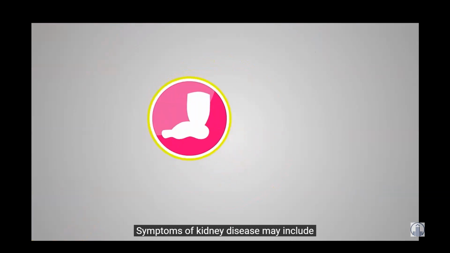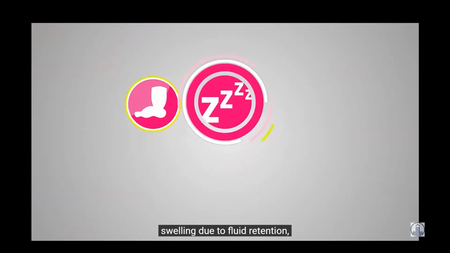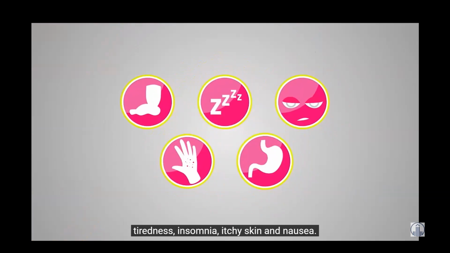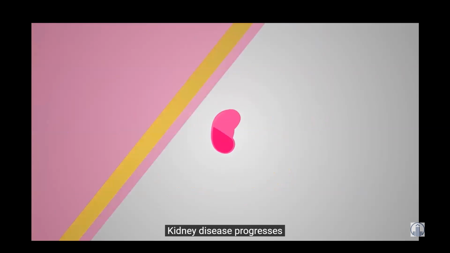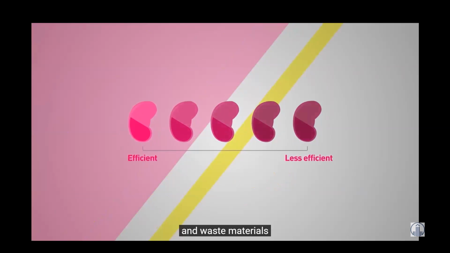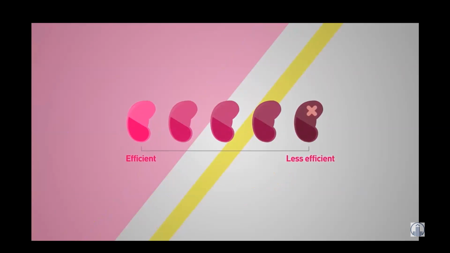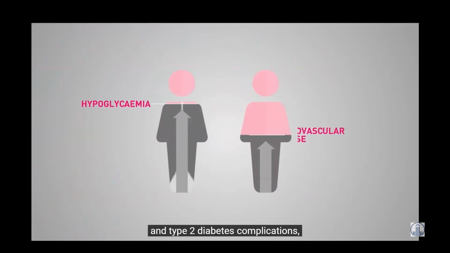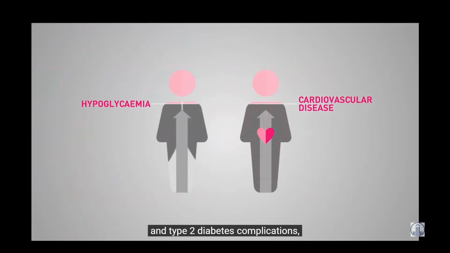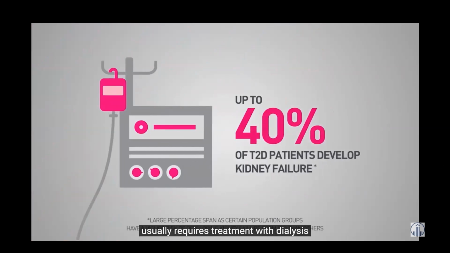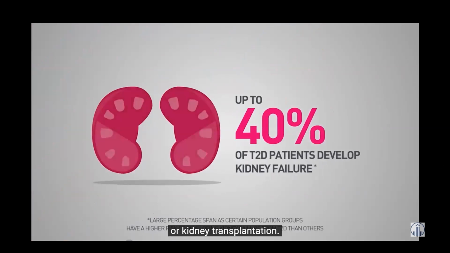Symptoms of kidney disease may include swelling due to fluid retention, tiredness, insomnia, itchy skin, and nausea. Kidney disease progresses through different stages as the kidneys lose efficiency and waste materials build up in the body. It also increases the risk of hypoglycemia and type 2 diabetes complications, including cardiovascular disease. The last stage, kidney failure, usually requires treatment with dialysis or kidney transplantation.